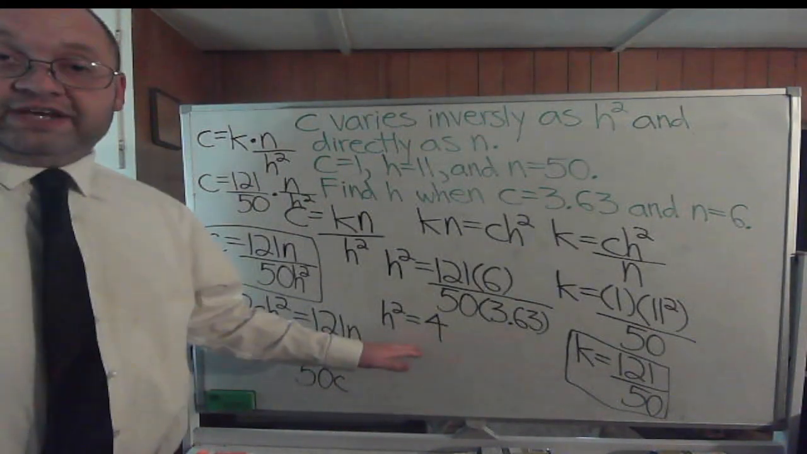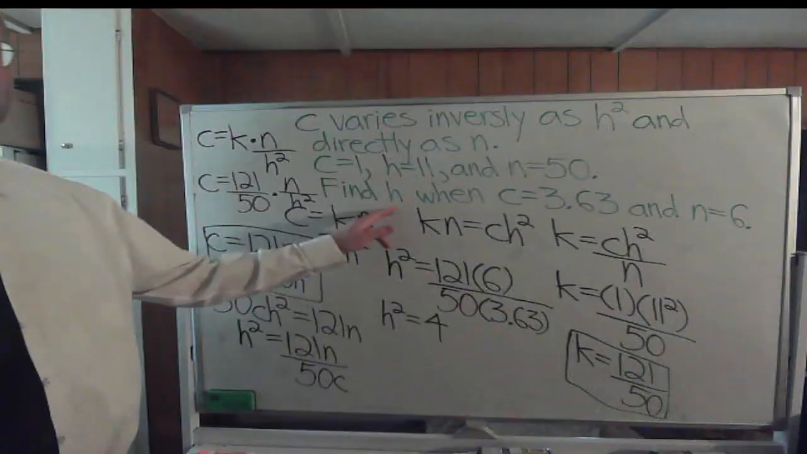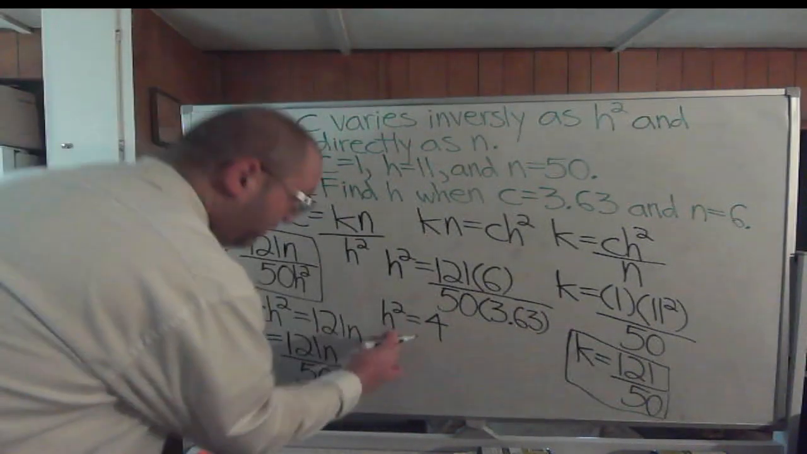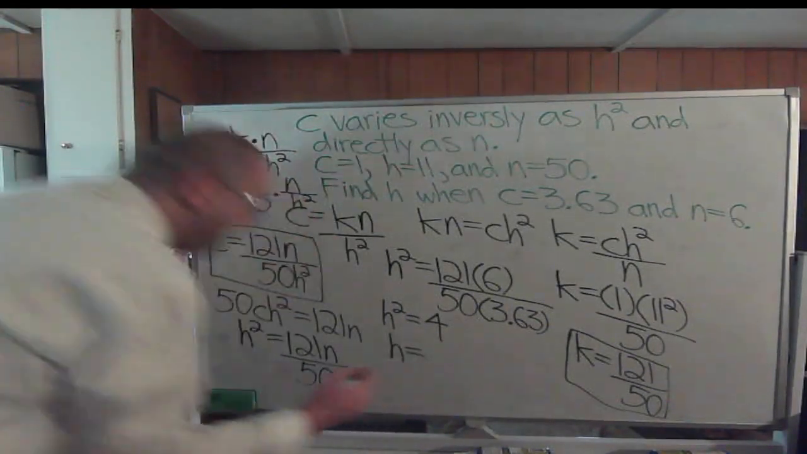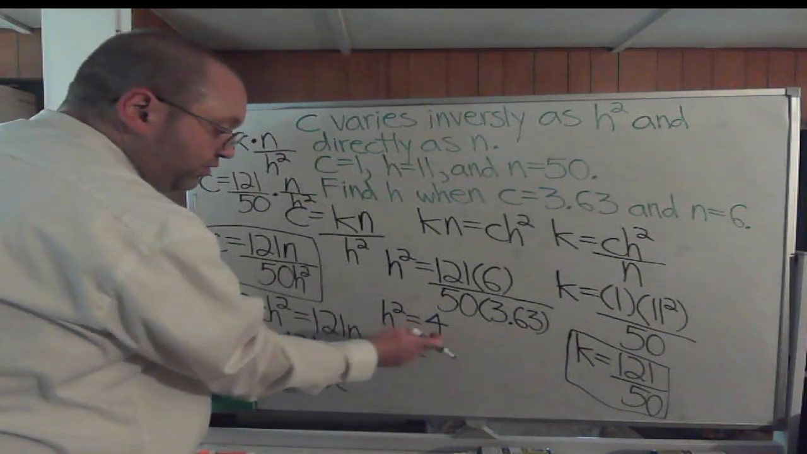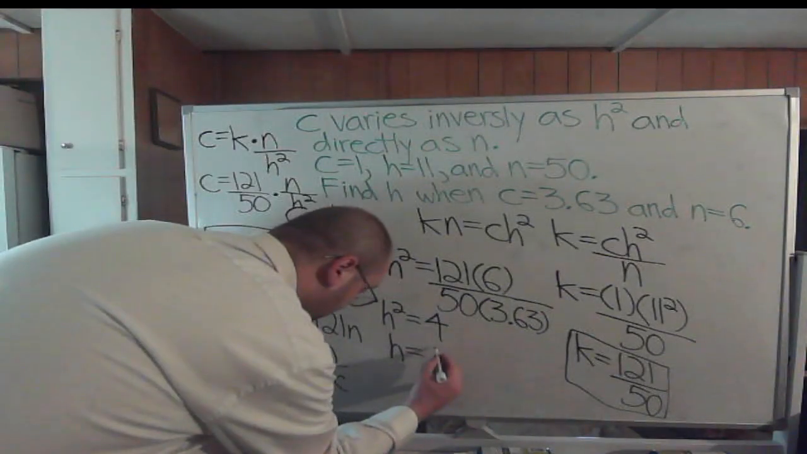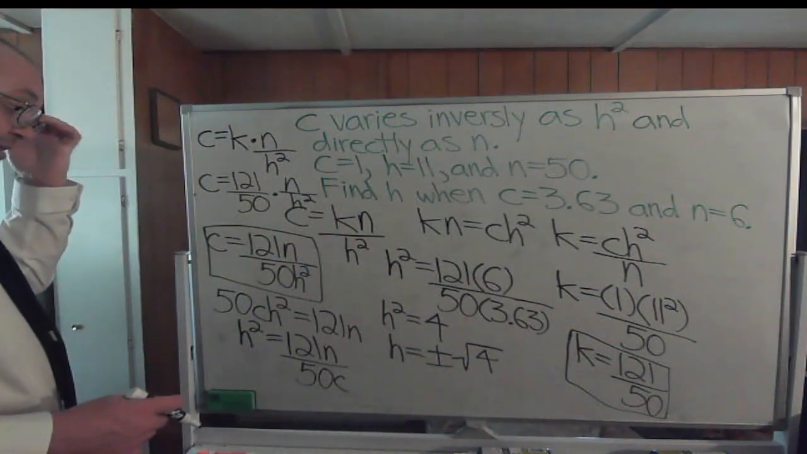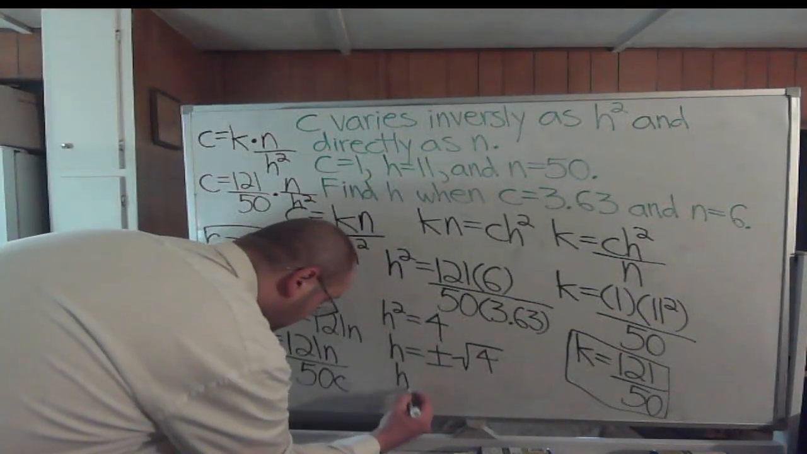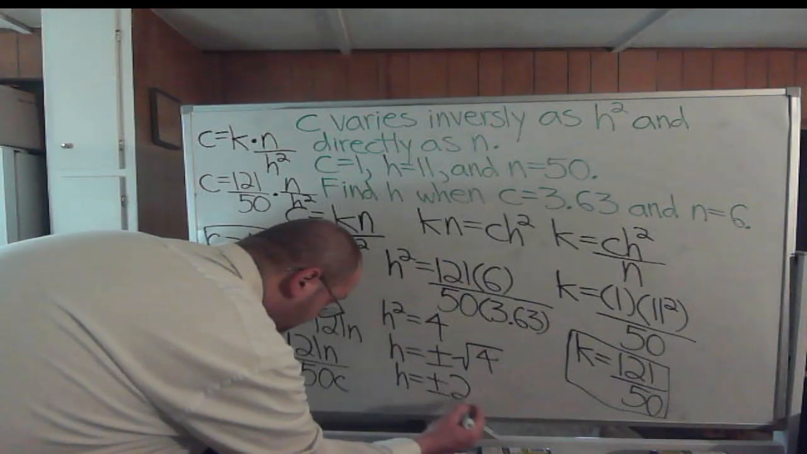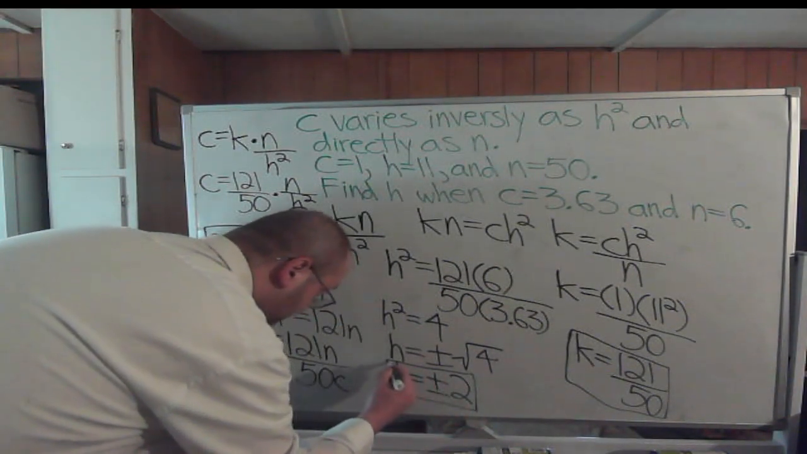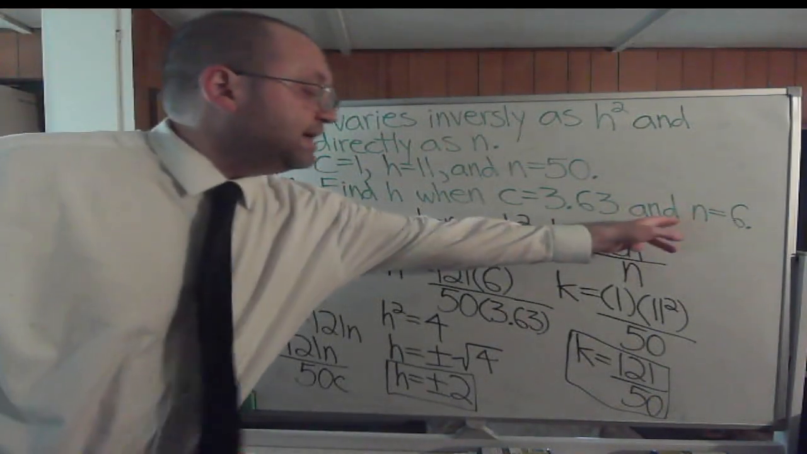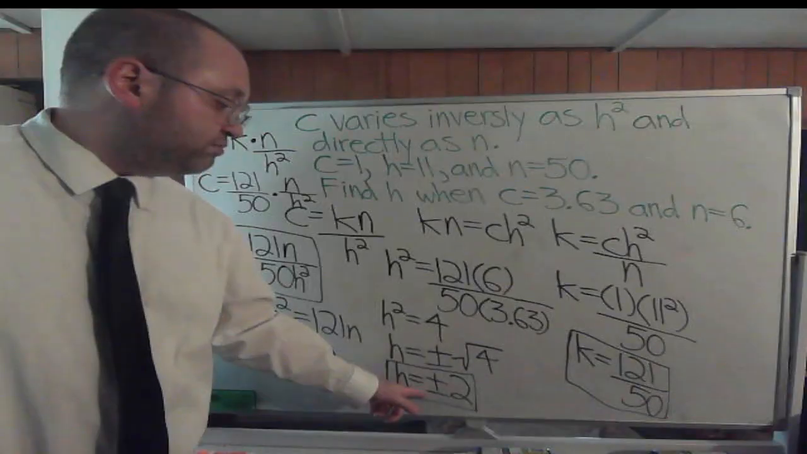Well, that's great, we have h squared, right? But we're being asked to solve for just h. Well, if we want to solve for h, we got to take the square root of both sides. Take the square root of h squared, you simply get h. But when you have a square variable equal to a number, it's plus and minus the square root of the number on the right. So we have h equals plus and minus the square root of 4, which, as we know, h would then equal plus and minus 2. So you would have two answers since h is quadratic. So when c equals 3.63 and n equals 6, h has a value of both plus and minus 2.